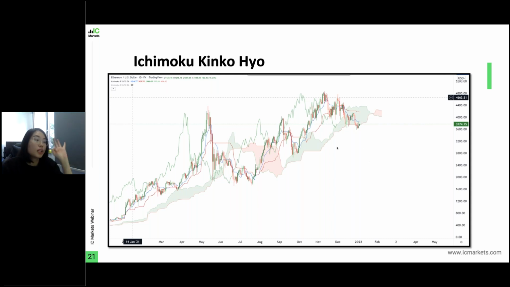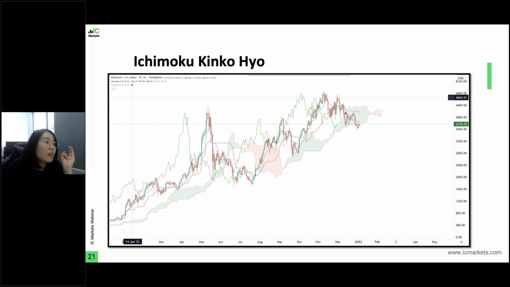Okay, so the 3 things you want to remember with Ichimoku: number one, if price is below the cloud, it means that it's a downtrend. If the cloud is red, that's even better. If it is green, it's still good that price is below the cloud, but it's better if it's red because that's double confirmation that it's bearish.